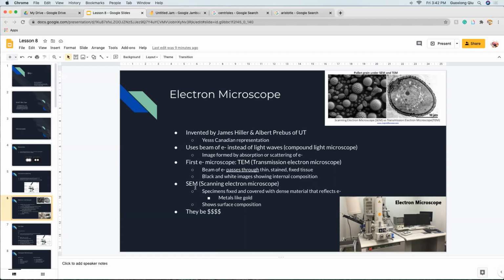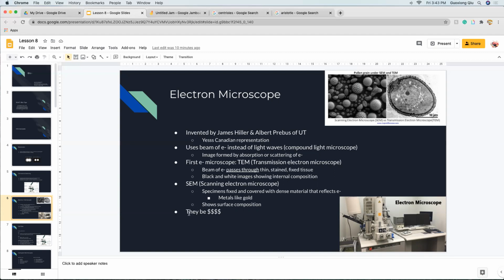Next, we have the scanning electron microscope, or SEM for short. When you look at specimens under the SEM, they have to be fixed and covered with dense materials that reflect electrons, such as gold. The scanning electron microscope shows the surface composition of the object you're looking at. As you can see, these are the same things, but this is under the transmission electron microscope where you can see the inside composition, and this is under the scanning electron microscope, where you see the outside structure.